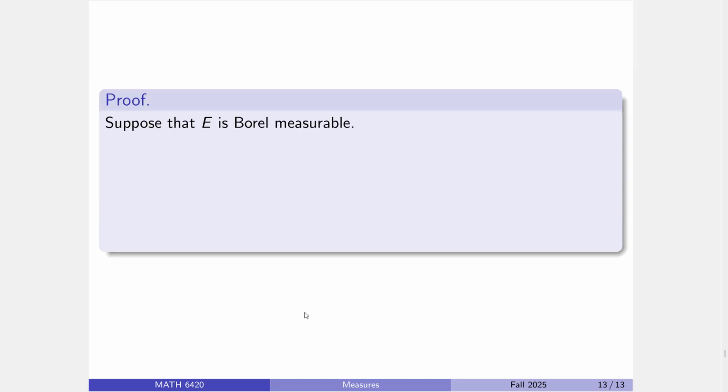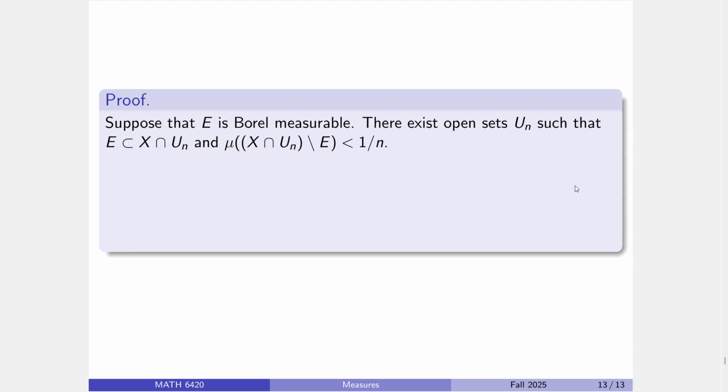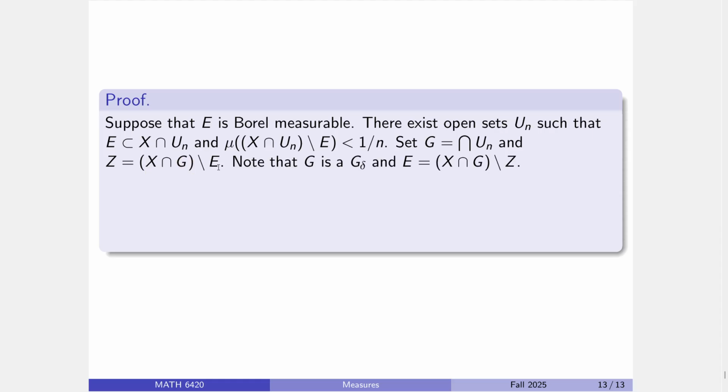Okay, so suppose that E is Borel measurable. Well, then we can find open sets U_n so that E is contained in the relative open set, and the measure of the set difference of them is less than 1 over n. Alright, let G be the intersection of these, so note G here is in fact a G delta, and let Z be the set right here, the things that are in this intersection but not in E.